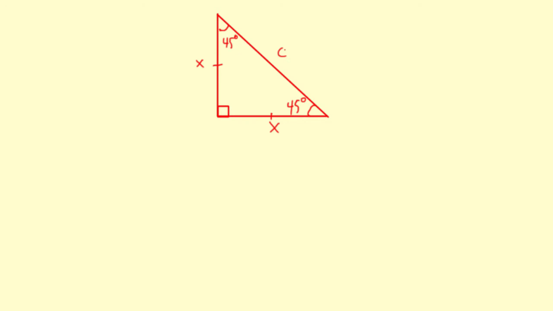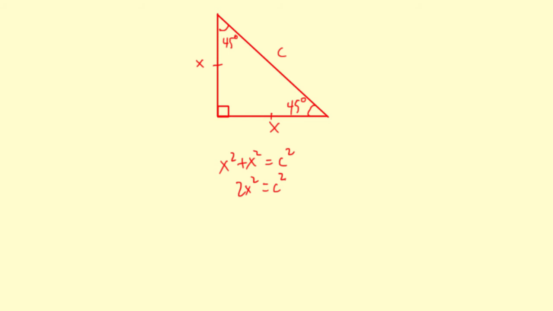And the hypotenuse c, what I'm going to do is use the Pythagorean theorem. So x squared plus x squared equals c squared. So I'm going to try and show a relationship between the hypotenuse and the two leg lengths. So I'm going to add these two x squareds and get 2x squared equals c squared.